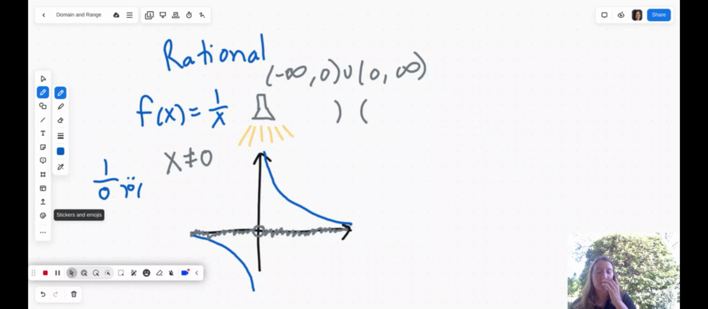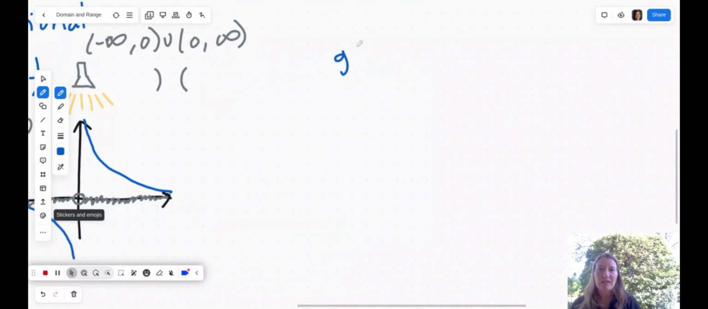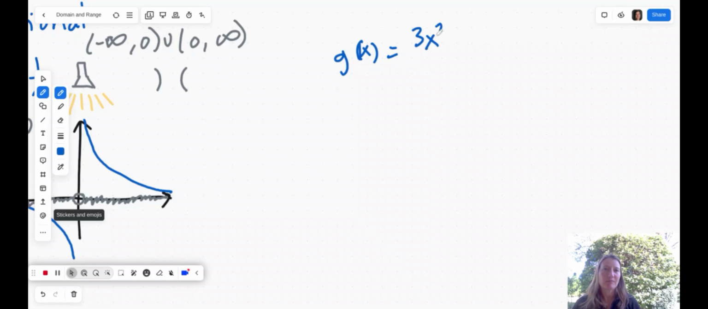So 1 over 0 is not defined, that means x can't equal 0, and that's why when I think about rational functions in general, let me take another one over here, what really matters is what's in the bottom. I could have anything I want up here.